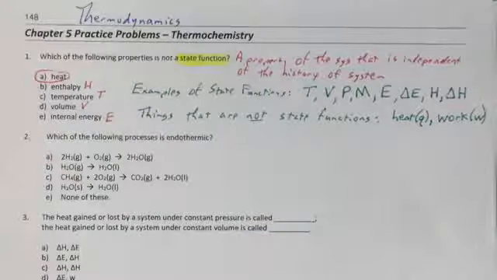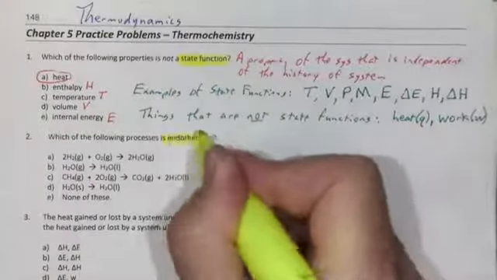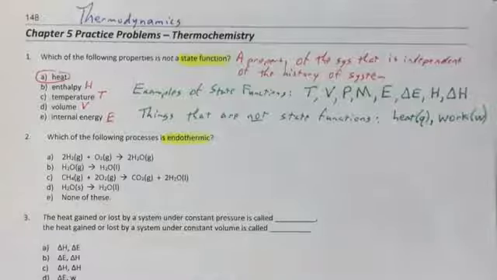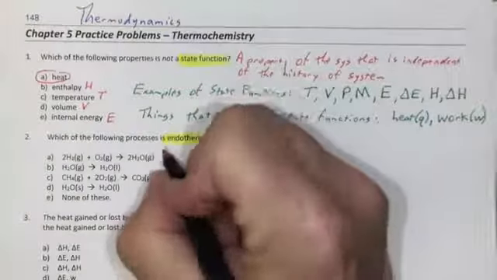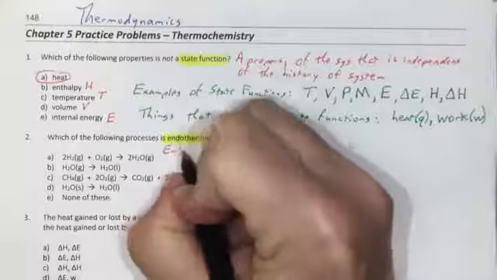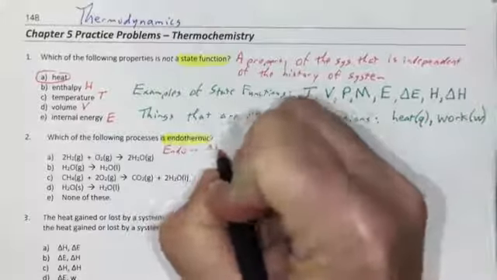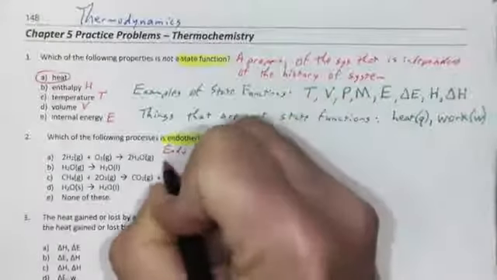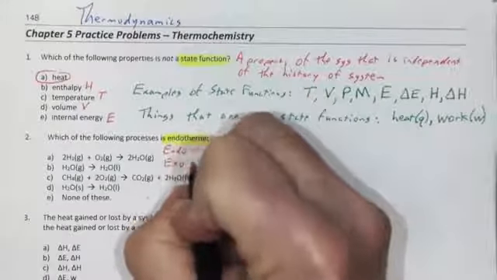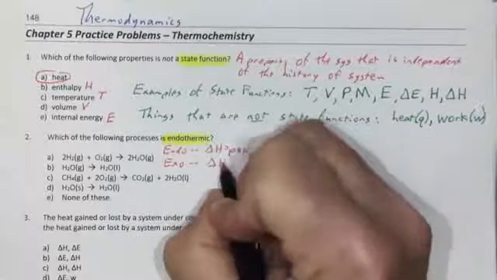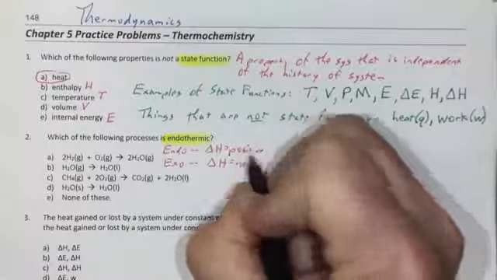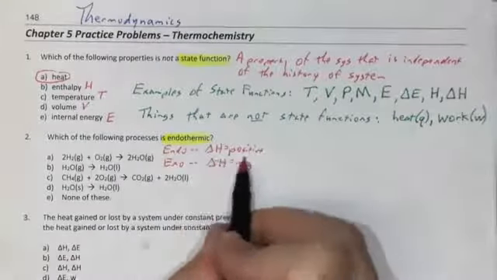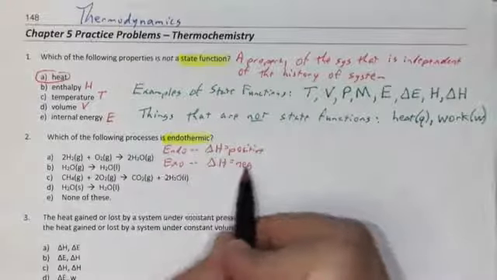Number 2 asks about which of the following processes is endothermic. Now, if something is endothermic, then delta H is a positive value. If you have an exothermic reaction or an exothermic process, then delta H is negative. If it's endothermic, then it absorbs heat. If it's exothermic, it releases heat.